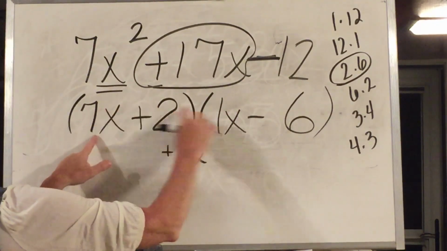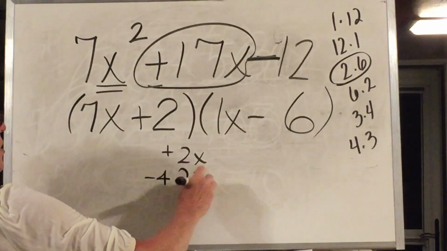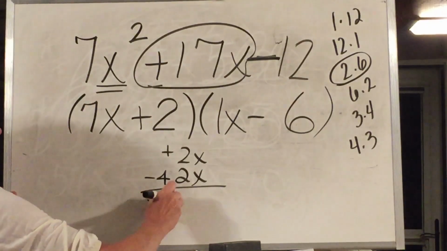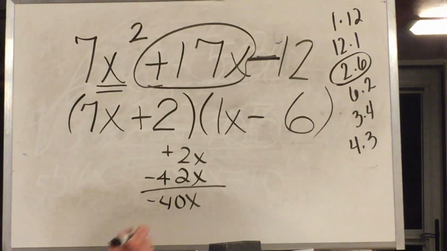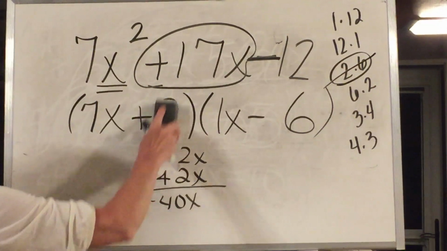Outside is 7 times negative 6, negative 42x. That subtracts to give you negative 40x. Oh no, it didn't work. Okay, that's okay. Didn't get it on that first try.